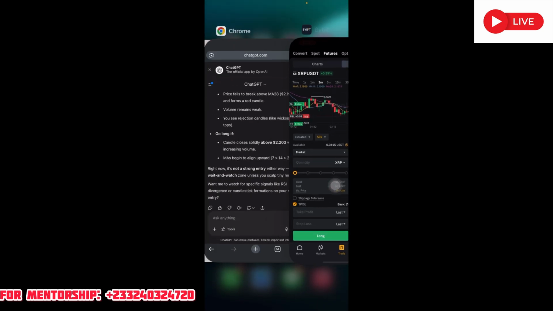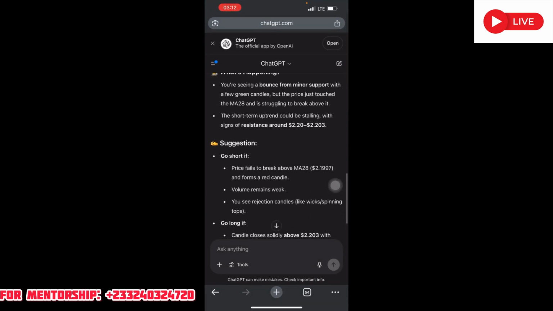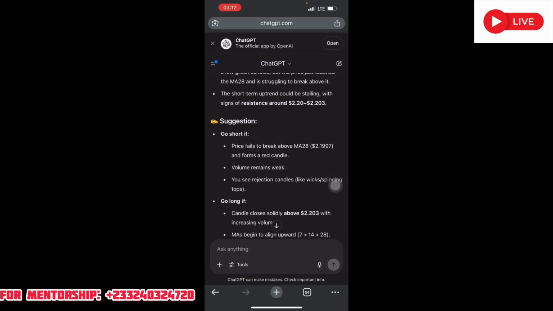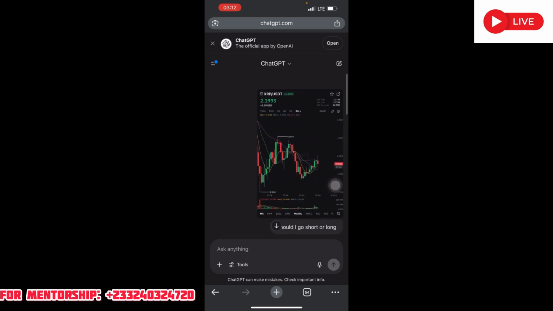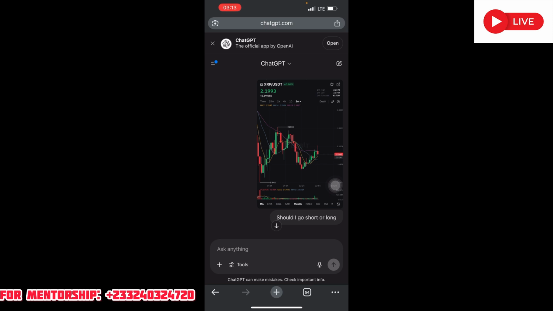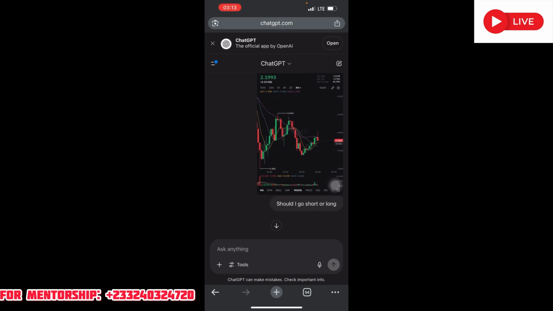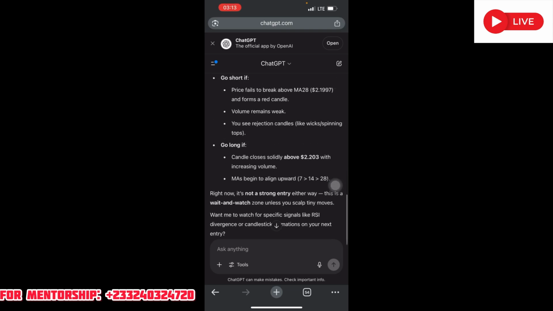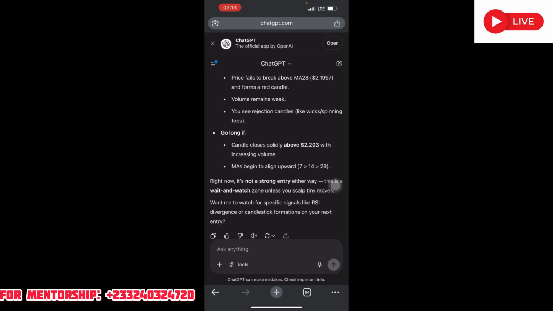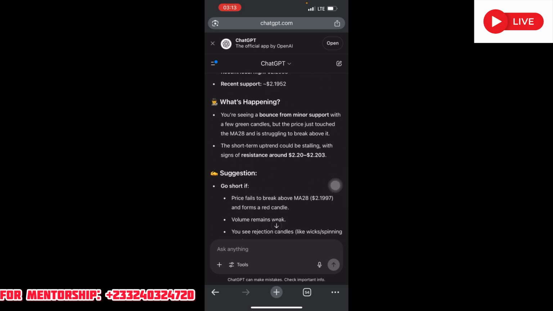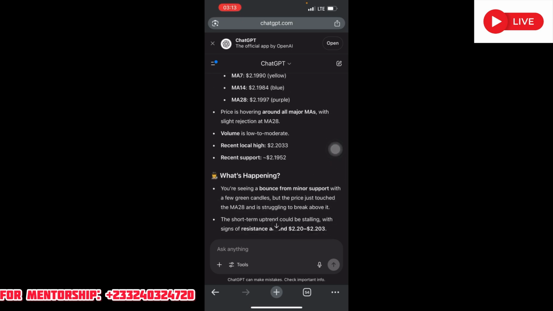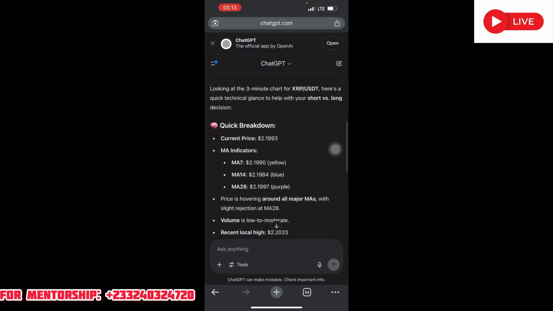At times, ChatGPT helps me with when to enter. You can see here, ChatGPT told me that I should go short if the price fails to break above this. So the time I took that picture, it was 2.1993. If it fails to go above 2.1997, then we should go short. And if the candles close solidly above 2.203 with increasing volume, I should go long. But at that moment, the price was struggling to go above this. That's why I went short. And it's giving me the entry.